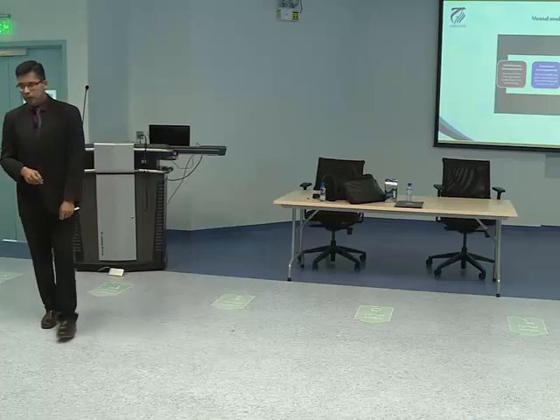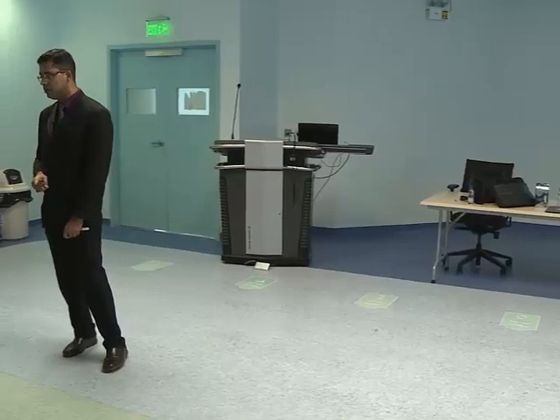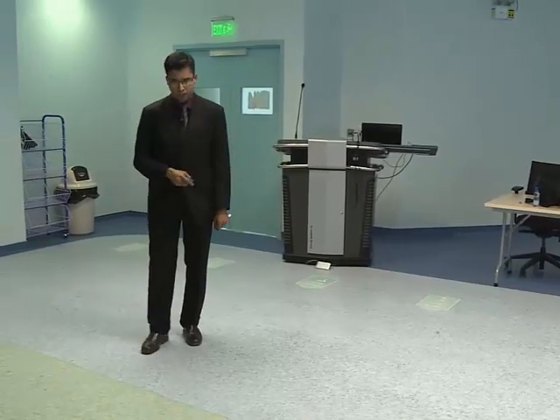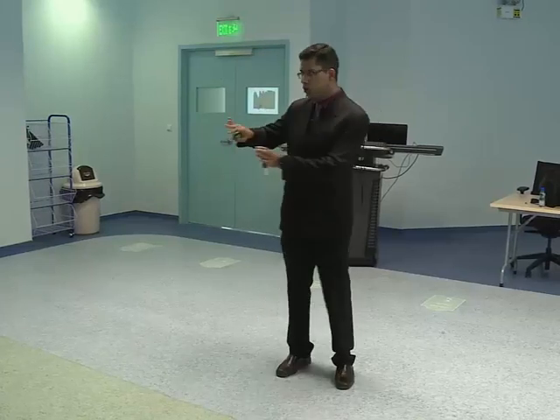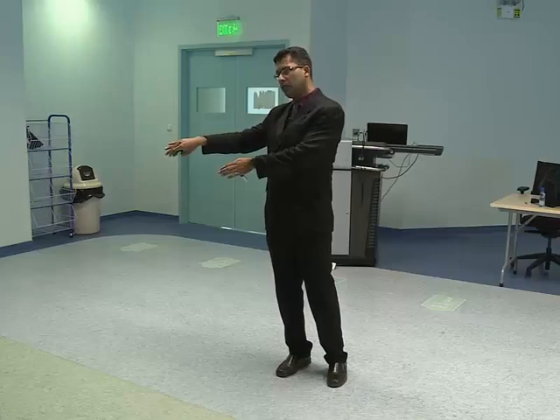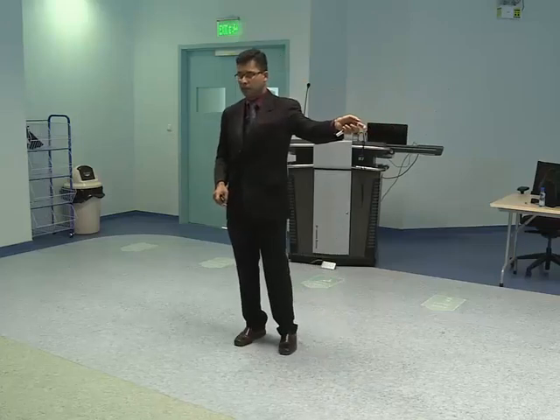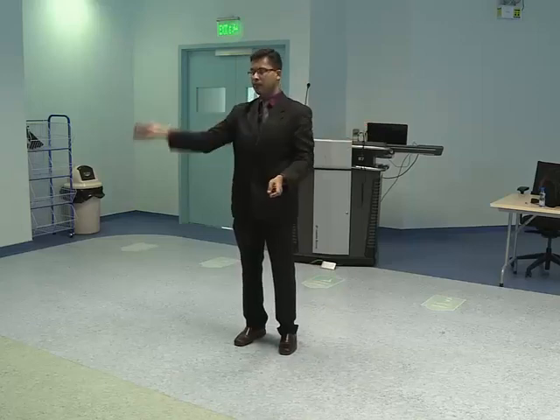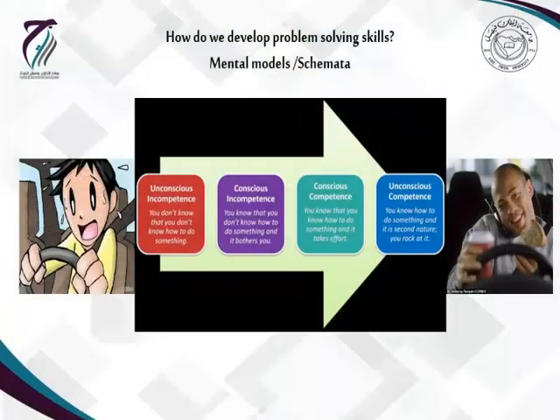Now you might be familiar with this concept. It's known as the stages of competence by somebody called Maslow. It is said that when you acquire a skill, you progress from a stage which is called unconscious incompetence to a stage which is called unconscious competence. Remember that the final stage is unconscious competence. Okay. Classical example is when you learn to drive.